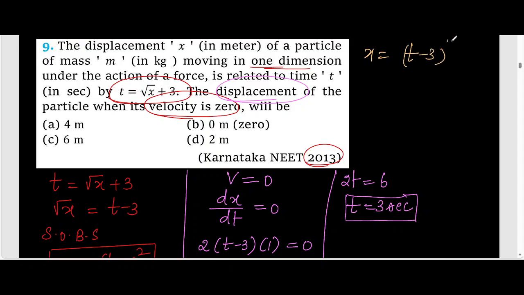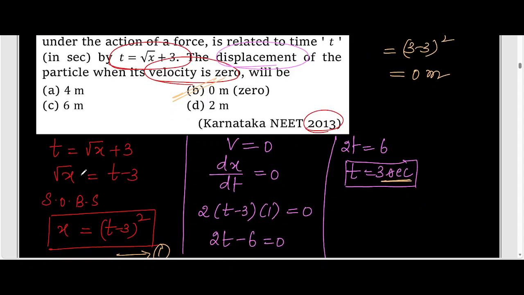The moment when velocity was 0, what was the time? 3. So just substitute this 3 seconds. So 3 minus 3 whole square. So 0 square is how much? 0. That means what is the displacement of the body here? It is 0 meters. So answer is what? Option B. I hope you are clear with this. Velocity is 0. Use that. You'll get the time. And just substitute in displacement expression. It will come out to be 0 meters.